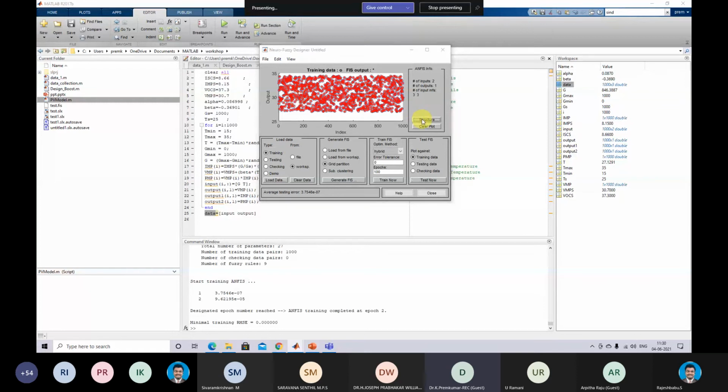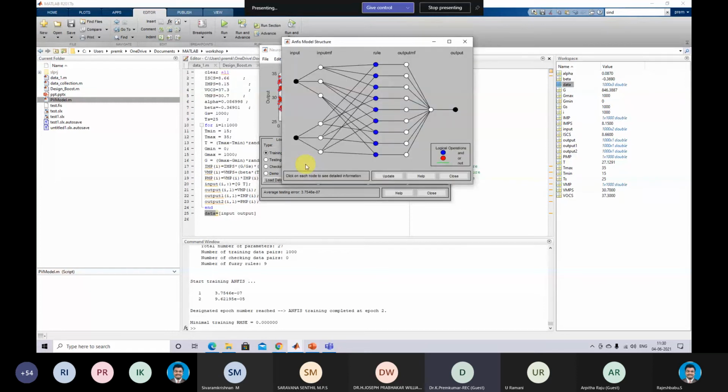So next we can see the structure. Yeah, it receives two inputs, okay, and then one output. In between we have the input membership function layer, rule layer, and then output membership function layer, right?